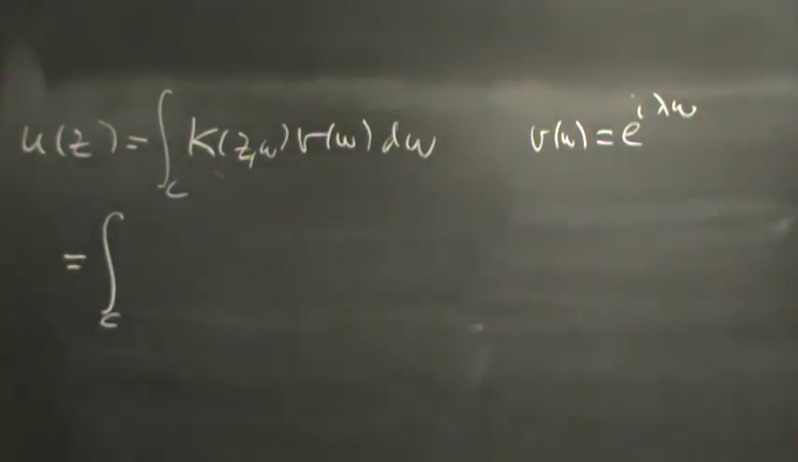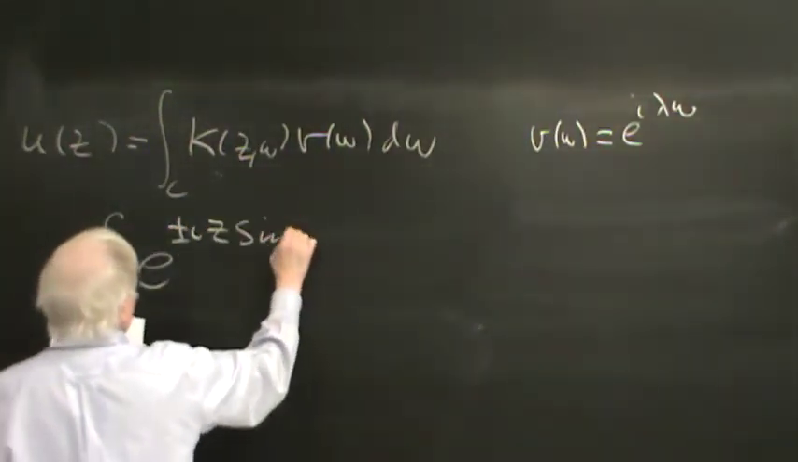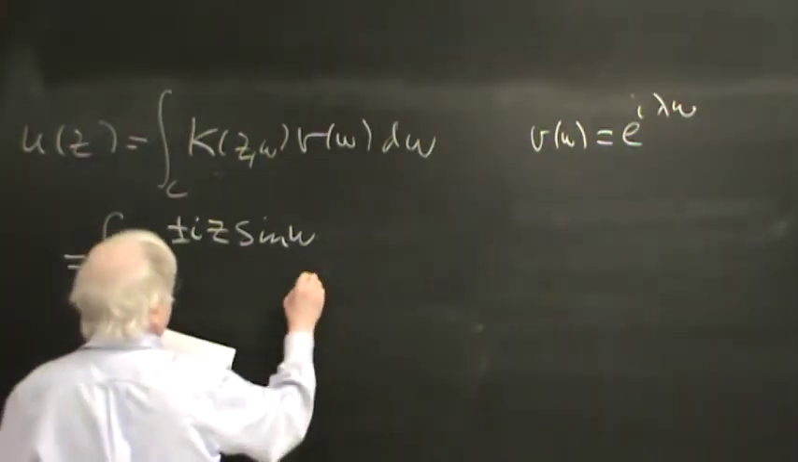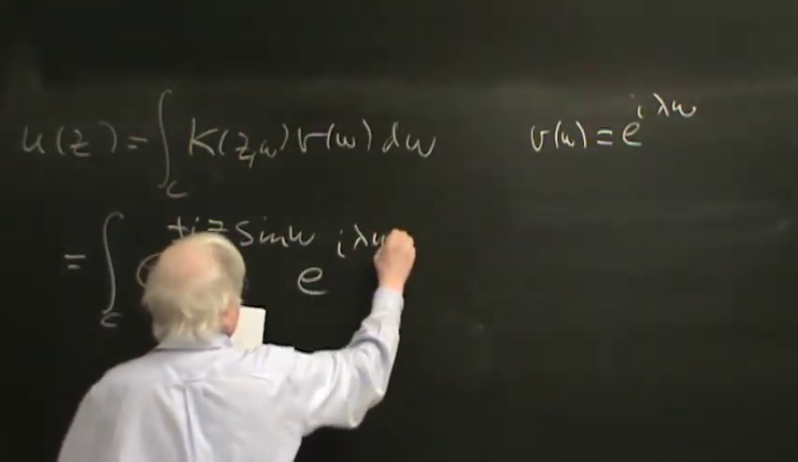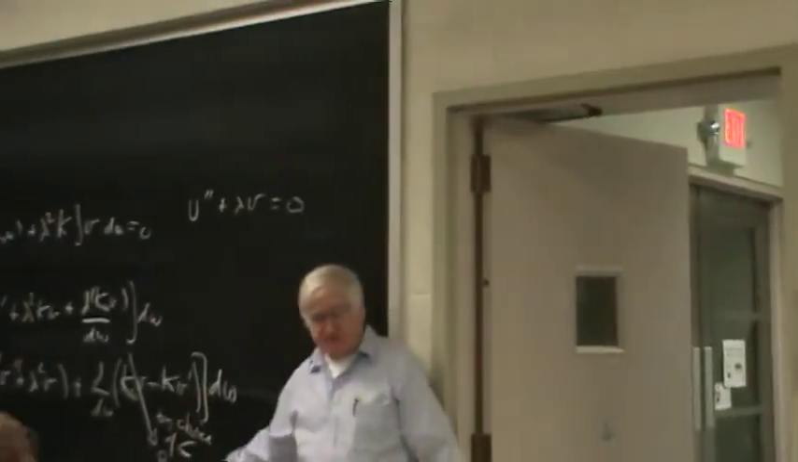What is K? Well, K, I told you, was plus or minus IZ sine W. So this thing is e to the plus or minus IZ sine W, e to the I lambda W dW. So that's our solution for the Bessel function. And now you must choose a contour to make these guys go away in boundary terms.